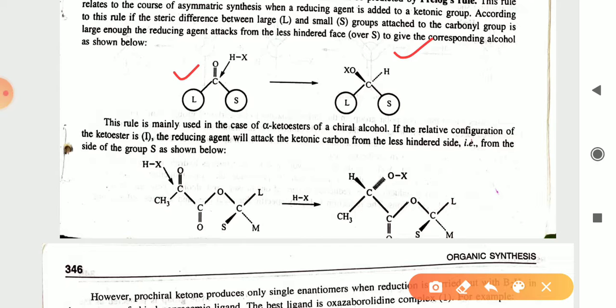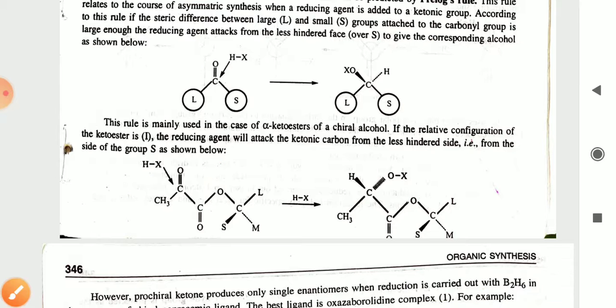If the relative conjugation of the ketoester is present in the first position, the reducing agent will attack the ketonic carbon from the less hindered side. Okay, so it will attack from this side or it will attack from this side. So the hydrogen will attack on the less hindered side. Okay, so you will get the product like this.